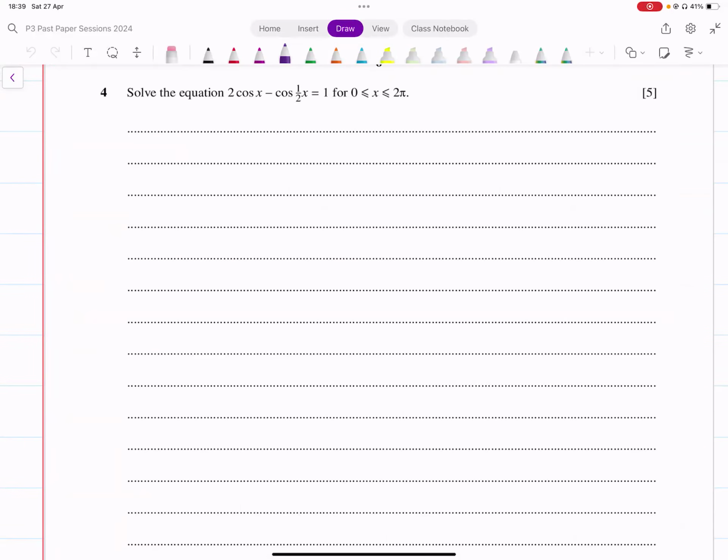It says, solve this equation. Solve the equation 2 cos x minus cos of half x equals 1 for x between 0 and 2 pi. All right, we want to solve this equation.